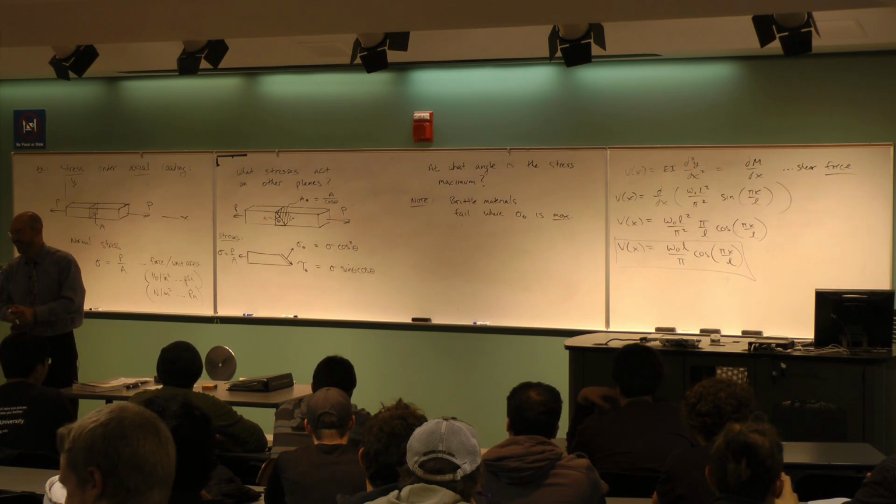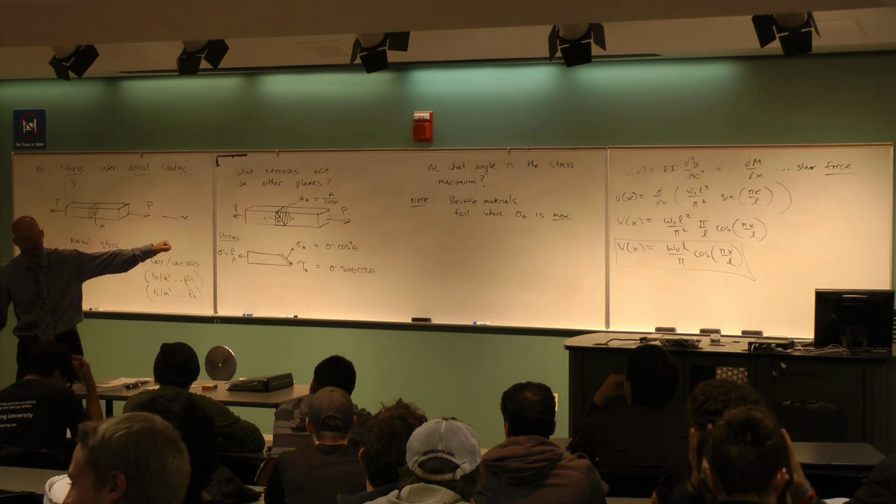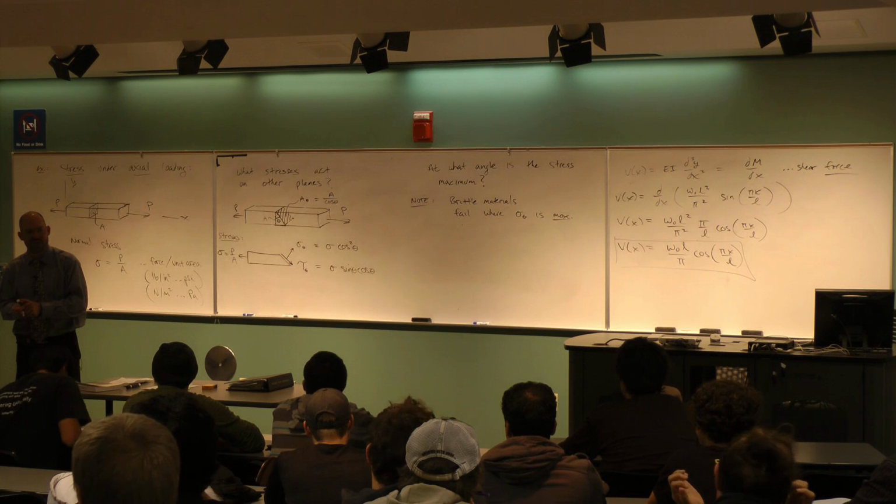All right, so that's just a pet peeve of mine. All right, so brittle materials fail when sigma theta is max. Okay, and what else? What else besides cast iron do you think?